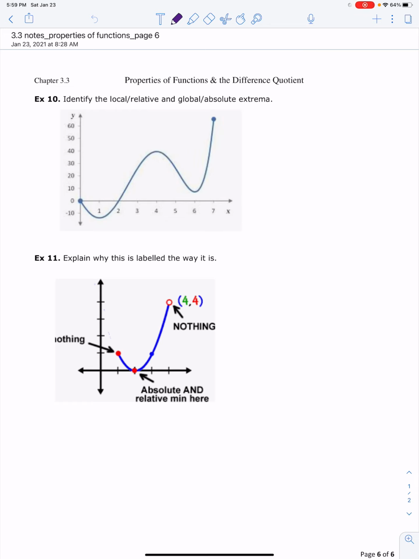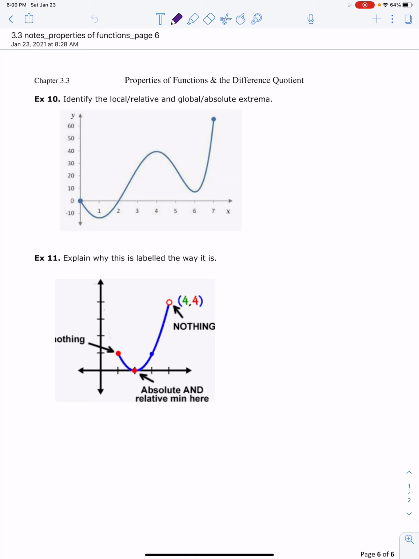Chapter 3.3 Notes, Properties of Functions, page 6. This will go fairly quick. We do have a correction to make on example 11, though it's mislabeled, so we're going to get there. Example 10, identify the local or relative and global or absolute extrema.